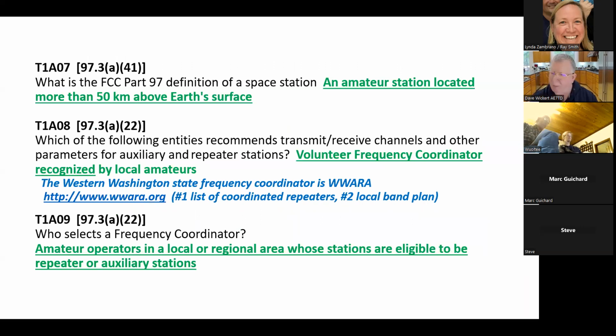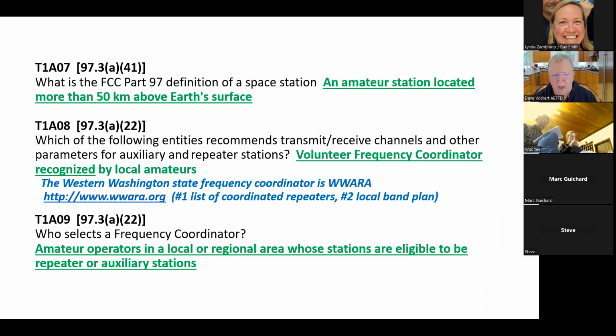Next question. Question number 7. What is the FCC Part 97 definition of a space station? Well, here we're looking at a specific definition. What is Part 97? So what's the amateur radio service definition of a space station? A space station is any amateur station located above 50 kilometers.